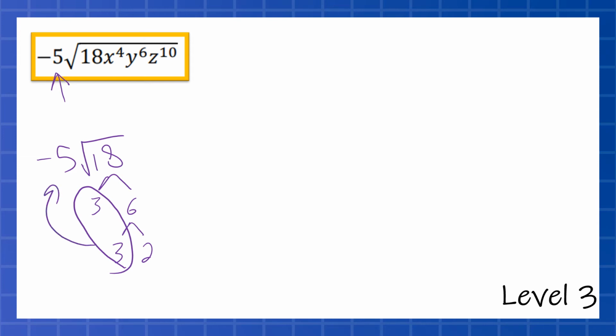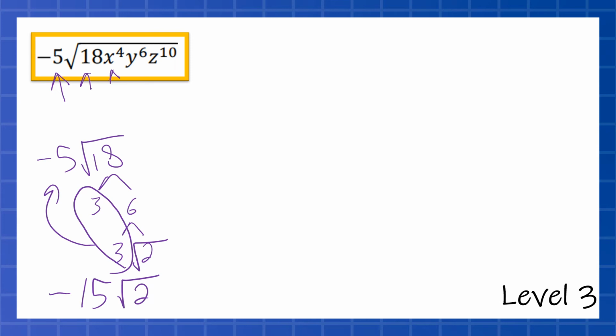But since I already have a -5 out there, they're multiplied. So that's going to end up giving me -15 square root of 2. Notice that square root of 2 is left on the inside because it doesn't pair up. The next part I'm going to do is the x, the y, and the z. I'm going to do them all together because they are all even.